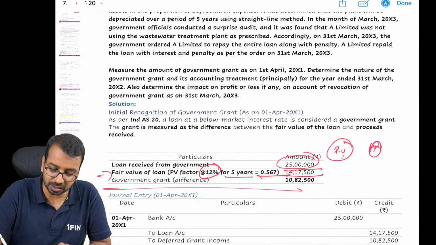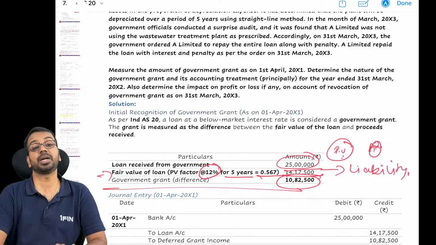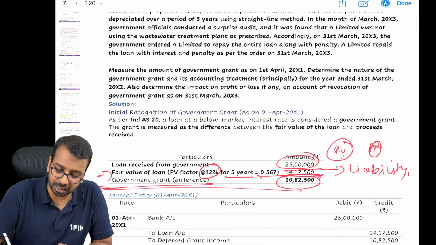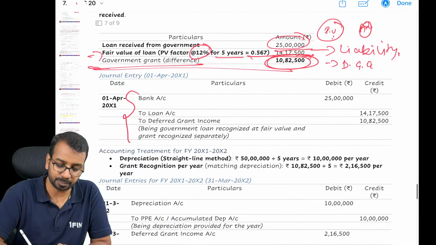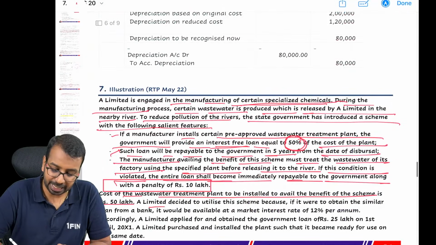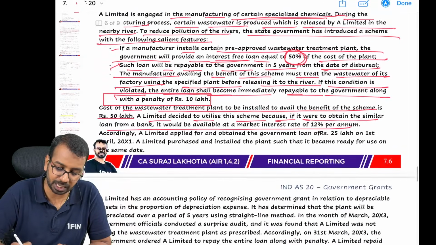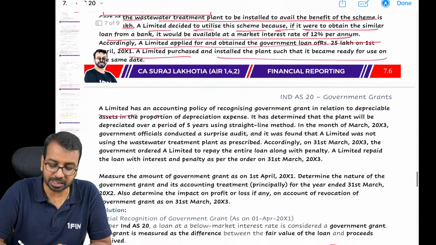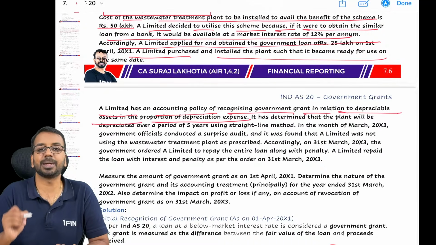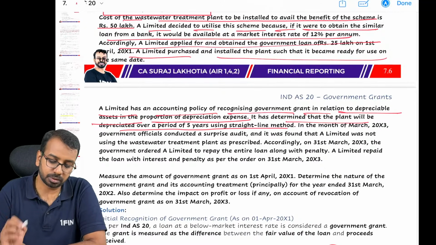So this is the loan, the balance is government grant. Loan will be treated as a financial liability as per Ind AS 109, and the difference will be taken to deferred government grant account. So the first entry will be this. Then A Limited decided to utilize this scheme because if it were to obtain a similar loan, it would have paid interest of 12%. Accordingly, they applied and A Limited purchased the machine. A Limited has an accounting policy of recognizing government grant related to depreciable asset in the proportion of depreciation expense. So it has determined that it is on SLM basis.